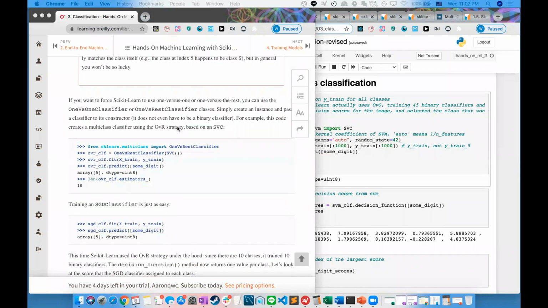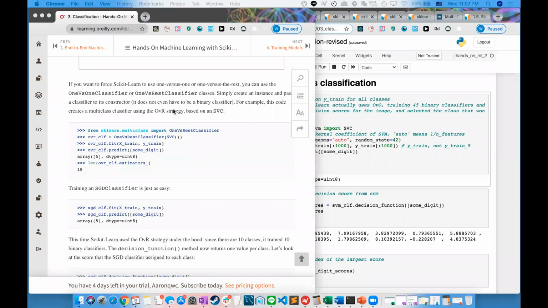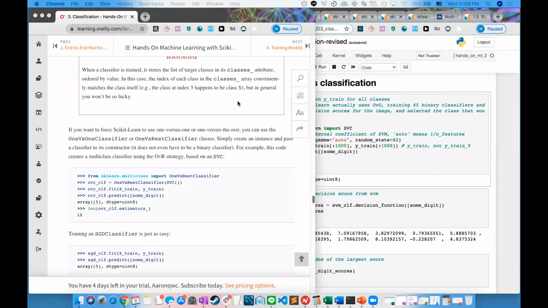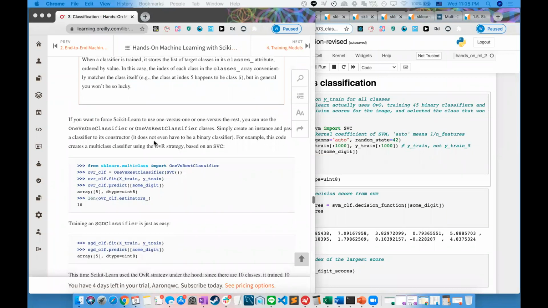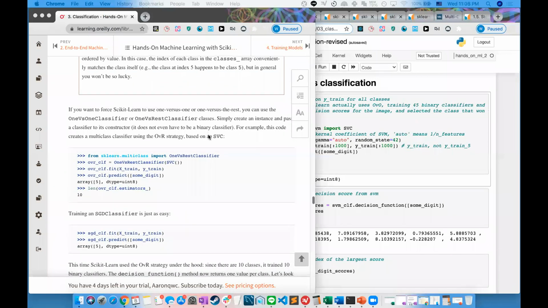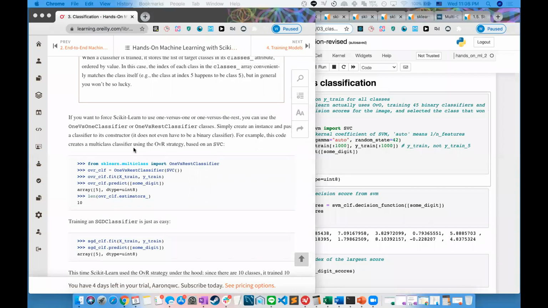Anyone else? Okay. So if you want to force scikit-learn to use 1 versus 1 or 1 versus rest, you can use the OneVsOneClassifier or OneVsRestClassifier classes. Simply create an instance and pass a classifier to its constructor. It does not even have to be a binary classifier. For example, this code creates a multi-class classifier using the OVR strategy based on SVC.